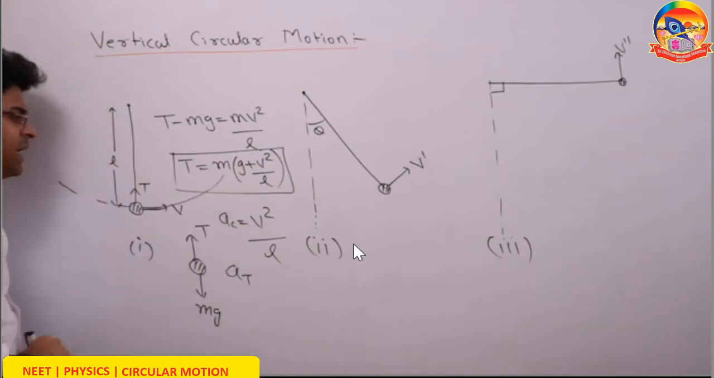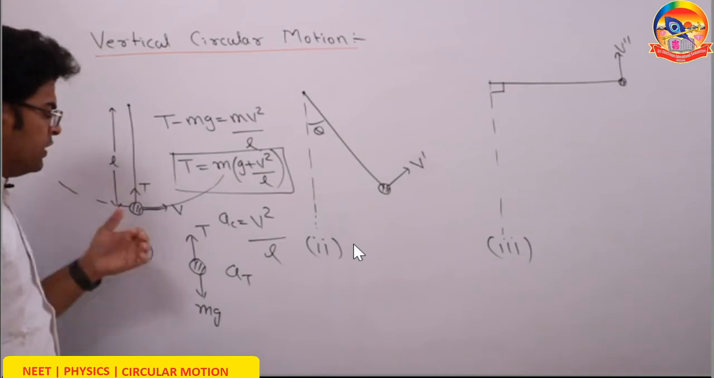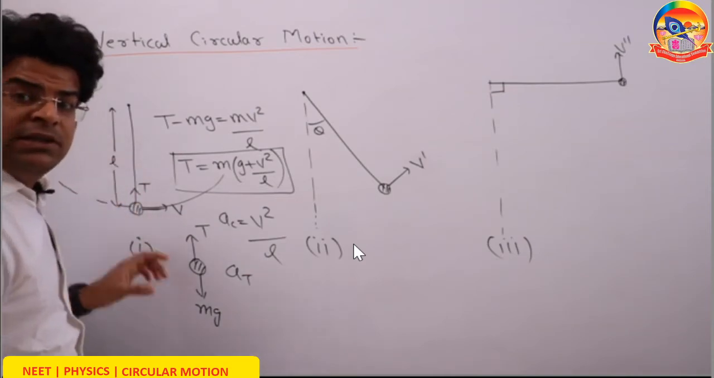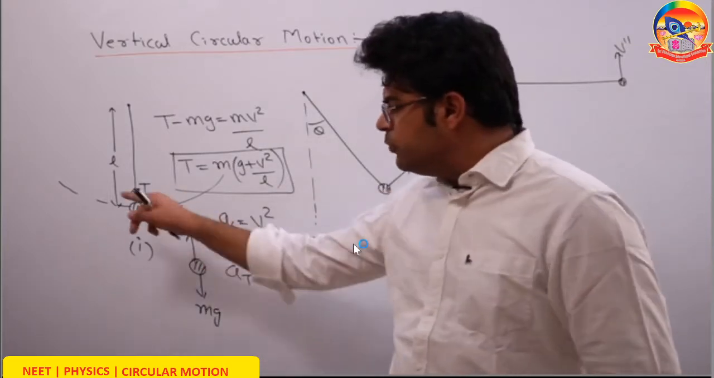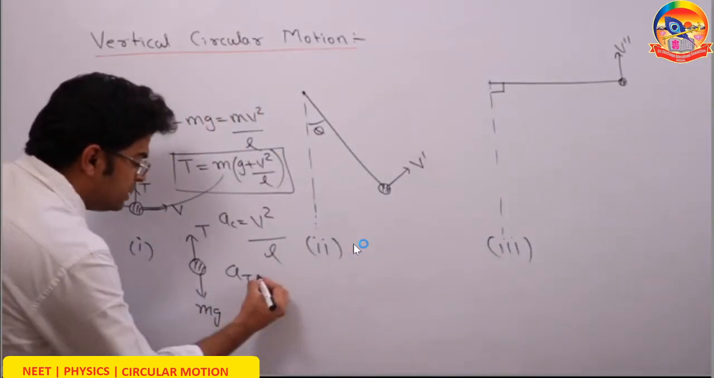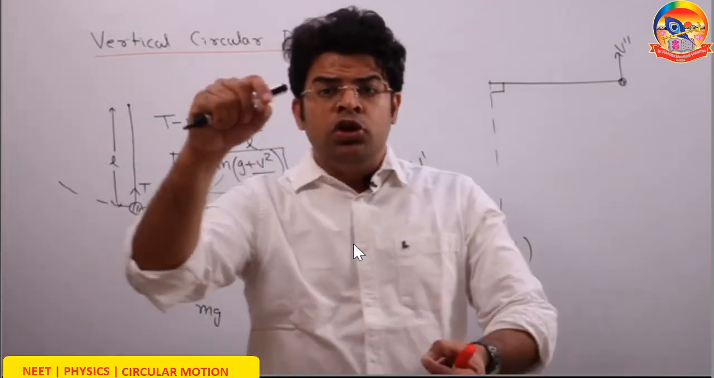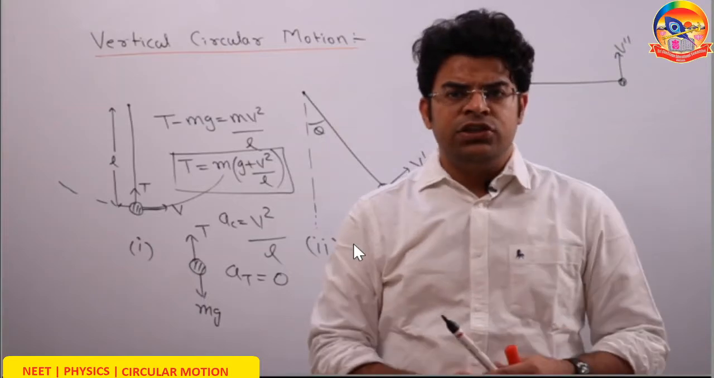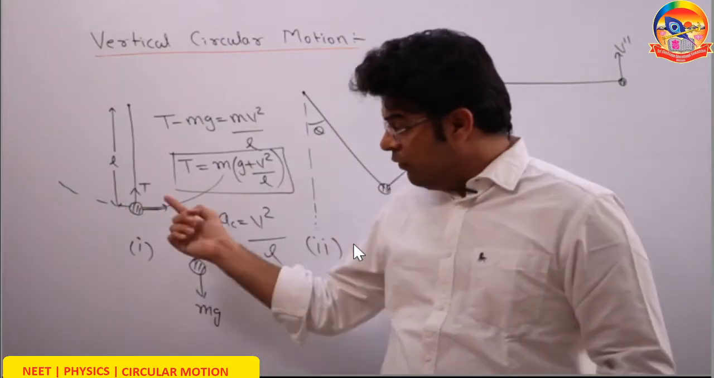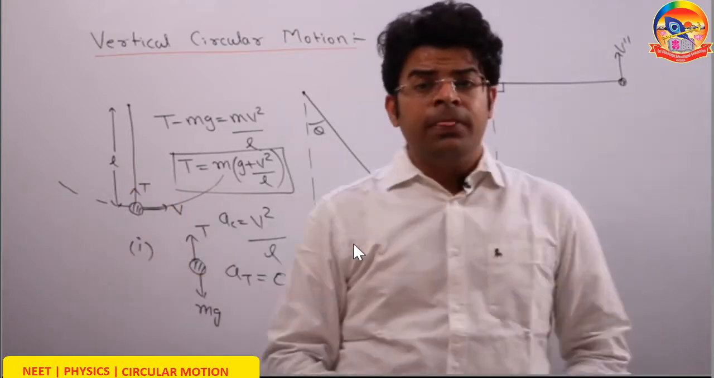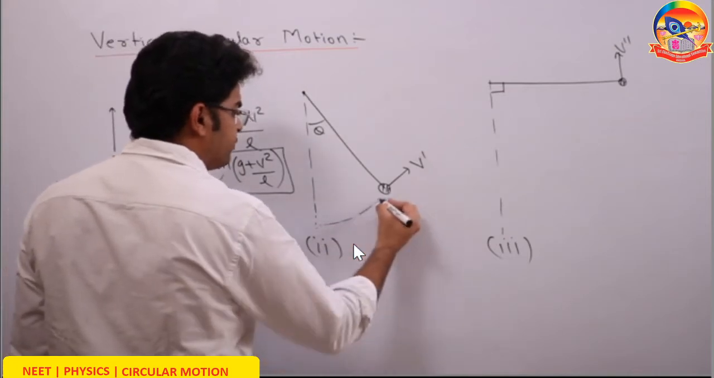In the tangential direction, right now no force acts. The tangential direction is horizontal, the force of tension is vertical, the force of gravity is vertical, so there is no tangential force. Since there is no tangential force, at this position we can say that the tangential acceleration has to be 0. They might ask what is the net acceleration when the bob is at the lowest point. Since the tangential acceleration is 0, the net acceleration has to be equal to the centripetal acceleration, v squared by L, towards the center.